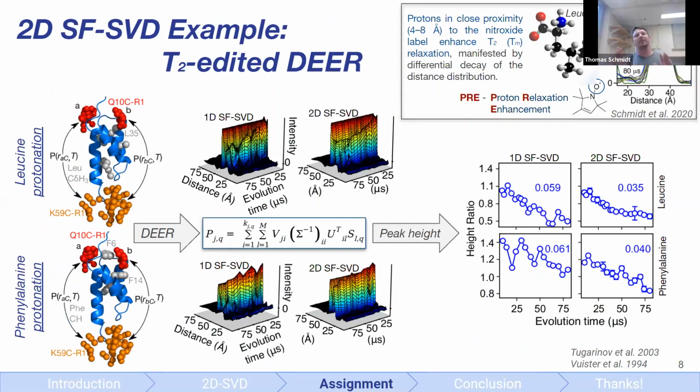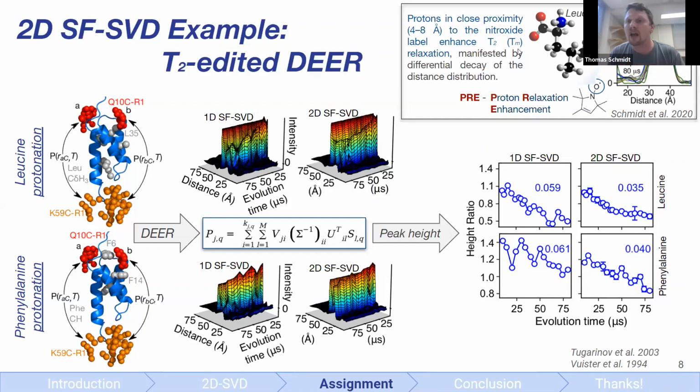However, the crux of the matter is that we actually should do it with an experiment. I think this is much better. The truth of the matter is in the pudding. So we went ahead and we used our T2 edited DEER experiment, or TM edited. And now I don't want to delve too deep into what the experiment really is. However, I'm just going to briefly introduce it for the community.